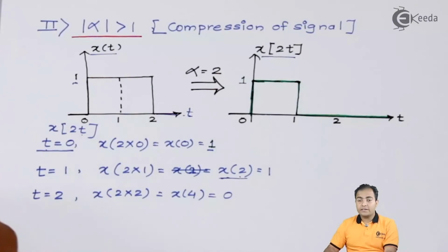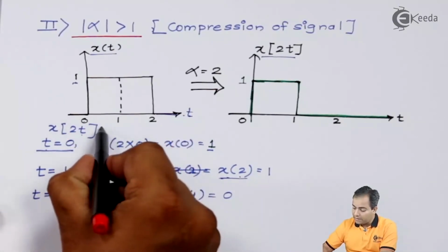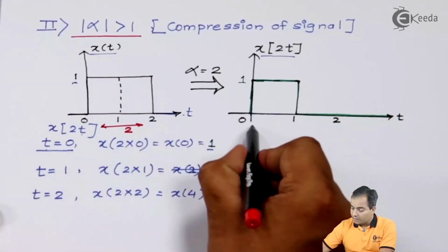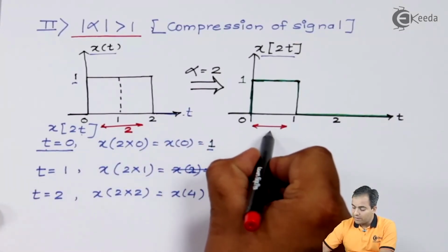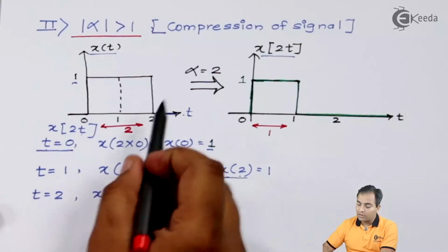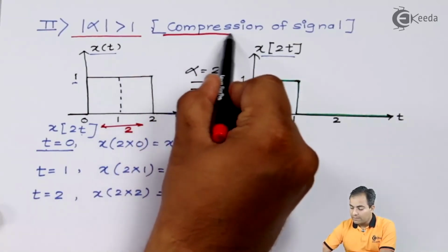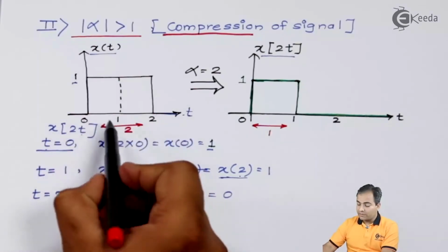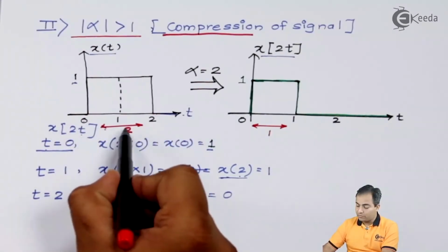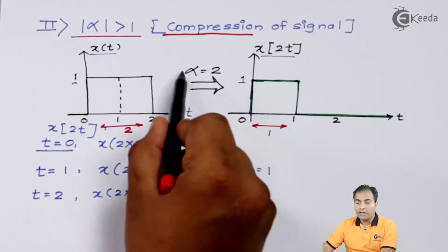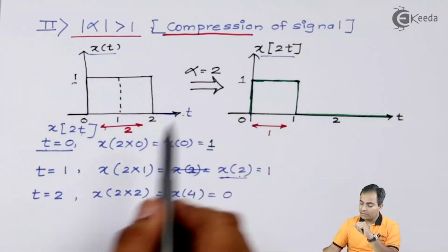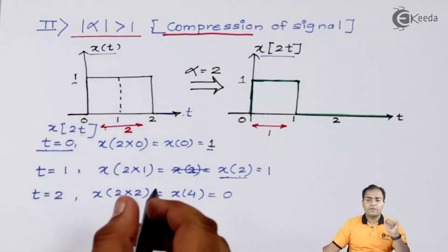Now just look here at the time period. The time period is 2, but here it is reduced and now it is 1. This is called the compression of signals. So in the original graph the time period is 2, but now after using alpha value 2, the time period is reduced to 1. This is called the compression of the signal.